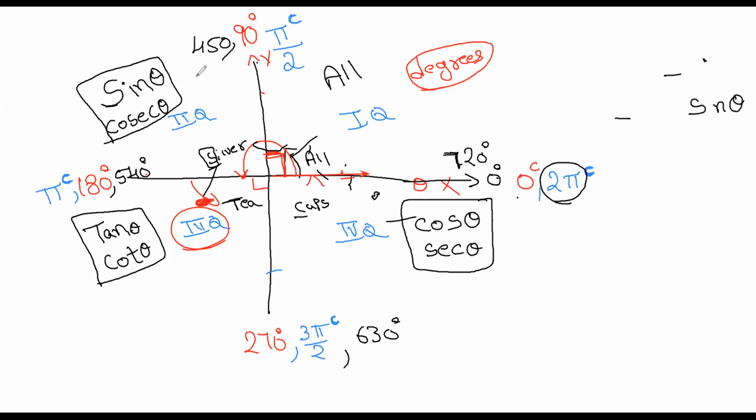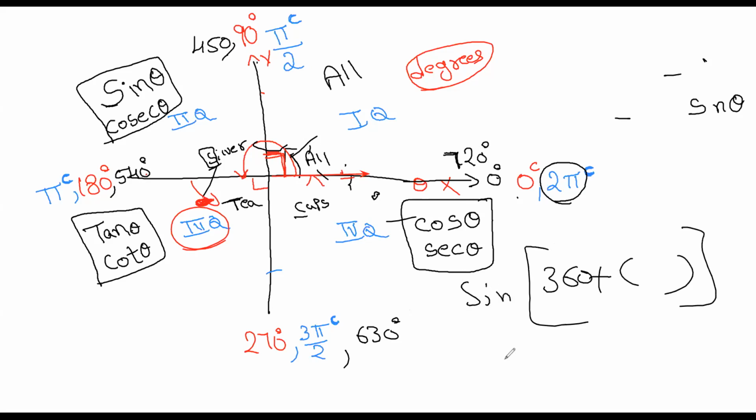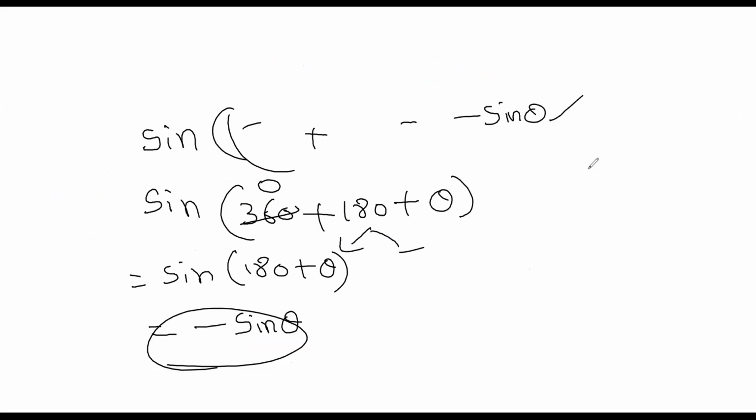Okay. Don't be confused when they give 450 or 540. If you get confused, just write it as 360 plus something. That's it. Then again we will get this value. Again, you can divide this into parts. Just know what we did.